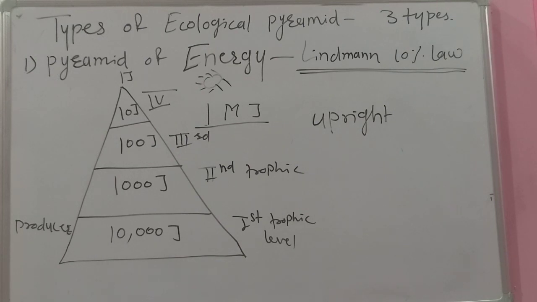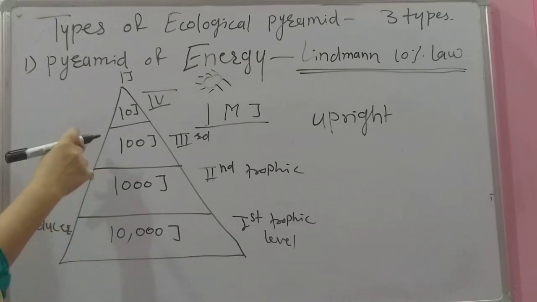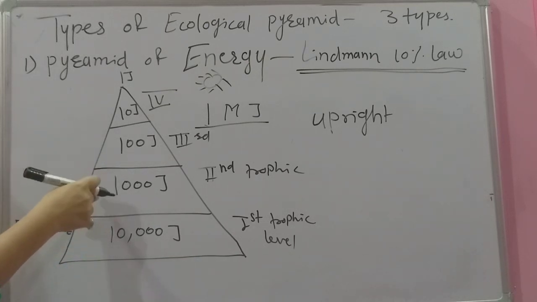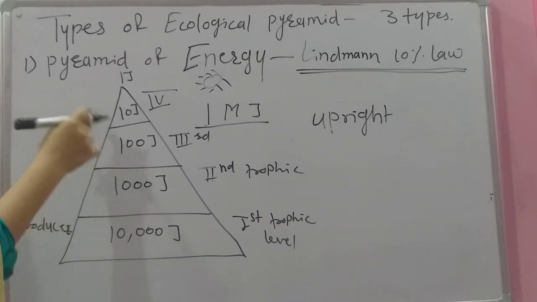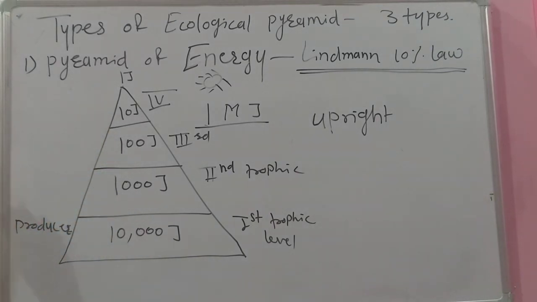In the third type, the pyramid of energy, the inverted pyramid is not present, because the energy is transferred from one level to another in an upright position, not from the inverted. So this pyramid represents only the upright pyramid.